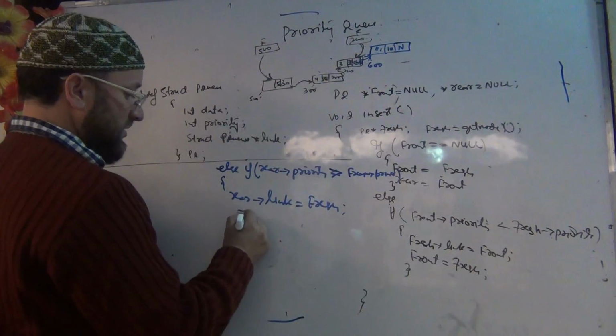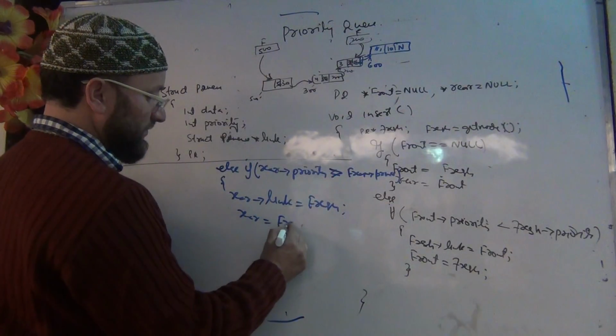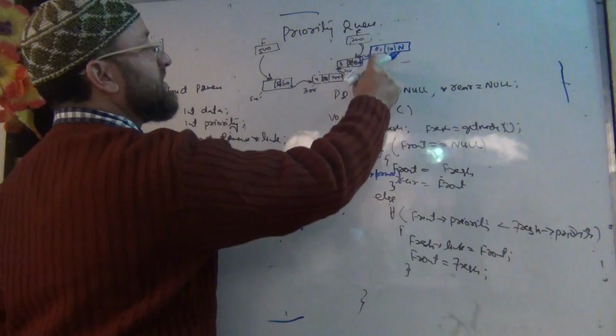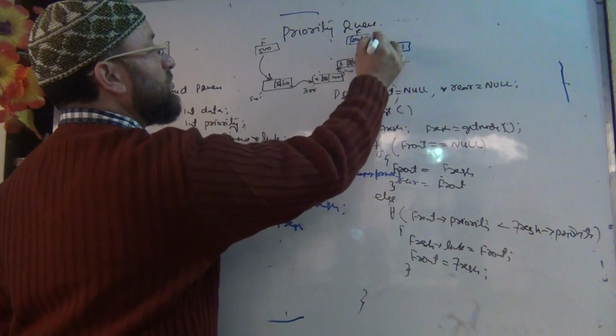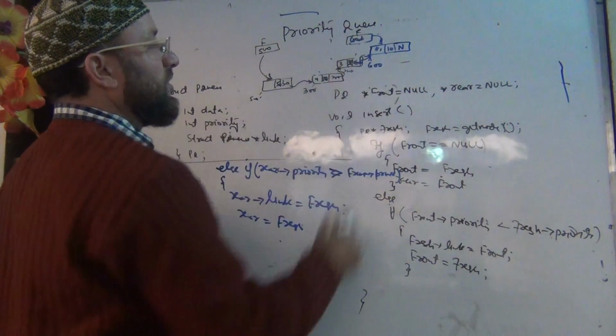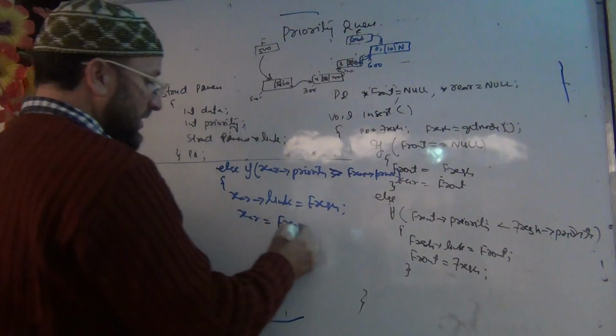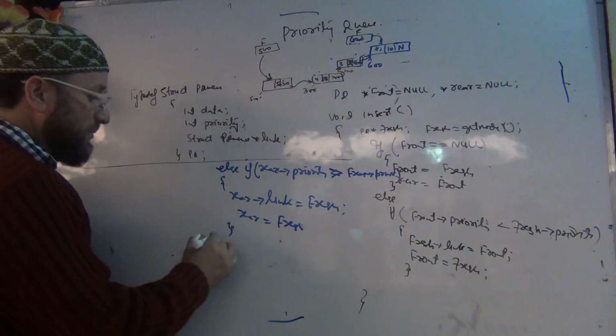And rear is equal to fresh. Now rear will have the 600, so it will remove and point to this. So we got a perfect cube. Rear equals to fresh. One more condition.